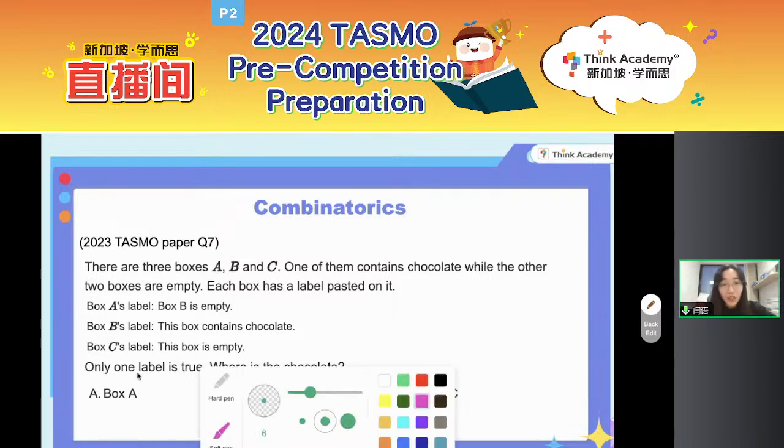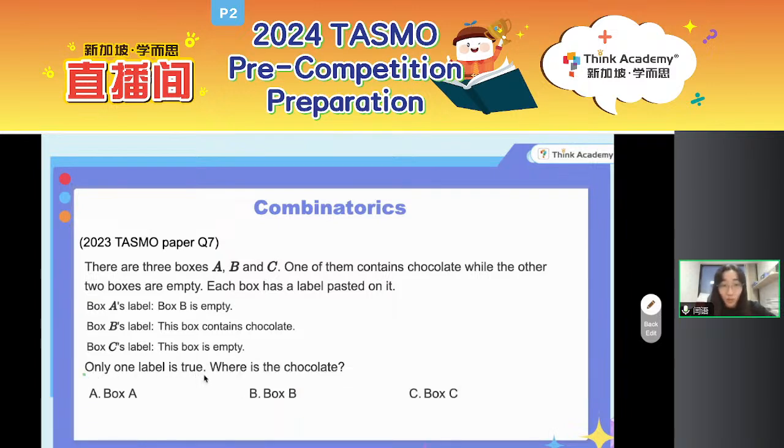Only one label is true. Okay, pay attention. Only one label is true. Where is the chocolate? A, B, or C? For such a question, many students tell me, I just guess. Right? A bit confusing, right?